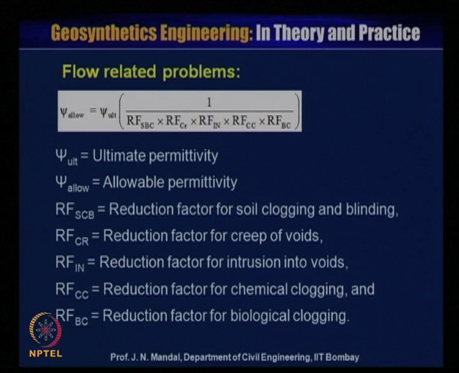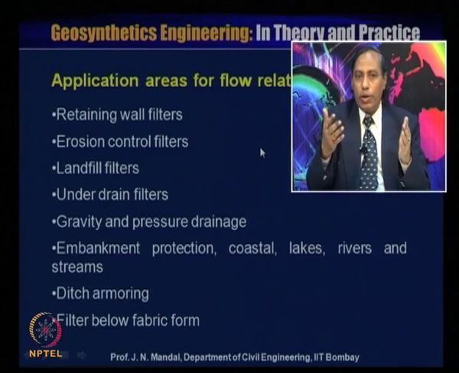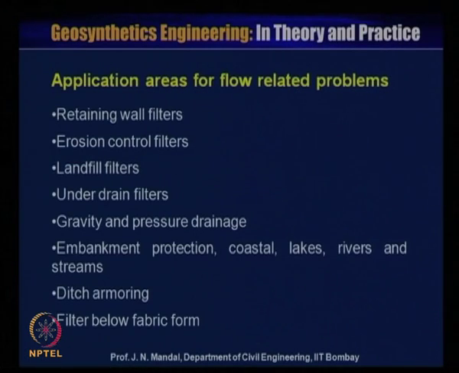The other is the flow-related, hydraulic-related problem, where psi allowable is equal to psi ultimate divided by the reduction factors: RFSCB, the reduction factor for soil clogging and blinding; RFCR, the reduction factor for creep of the void; RFIN, the reduction factor for intrusion into the void; RFCC, the reduction factor for chemical clogging; and RFBC, the reduction factor for biological clogging. All these factors are given for the different applications.